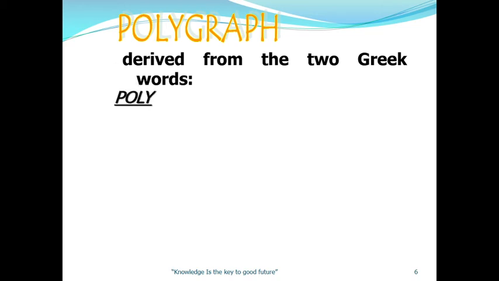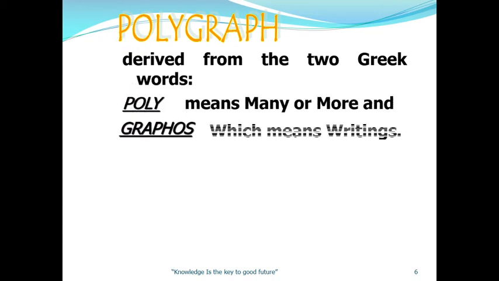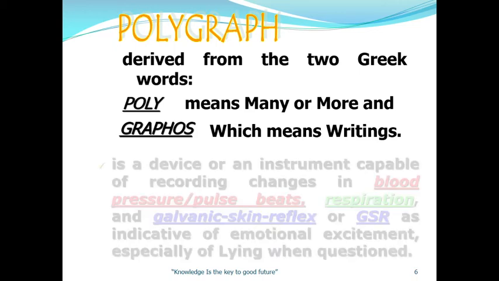Alright. Polygraphy is derived from two Greek words. First, we have poly, which means many or more. Okay? And then graphos, which means writings. Take note. It is derived from the Greek word poly, which means many. So what is mono? It is single. Alright? One, mono. While poly is many. And then graphos, which means writings. Therefore, polygraphy in Greek words is many writings.